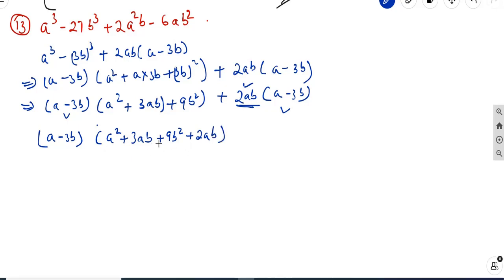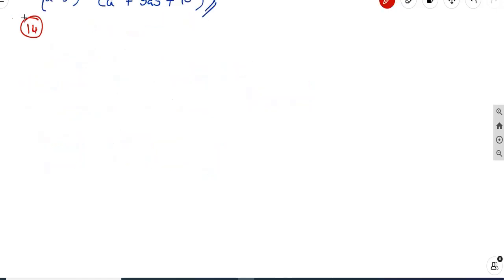Okay, so next step, what can we do? This one and this one I can add because the variables are the same. So this becomes a minus 3b, and this one I'm going to write as it is. So this one will be a square plus 5ab plus 9b square. Okay, so this is the answer for problem number 13. So we'll go for the next problem. Problem number 14 is 8a cube minus b cube minus 4ax plus 2bx. Okay, it is the same as your problem number 13.